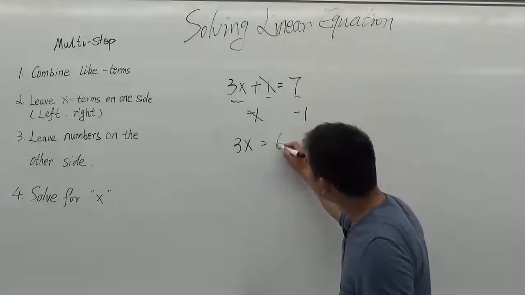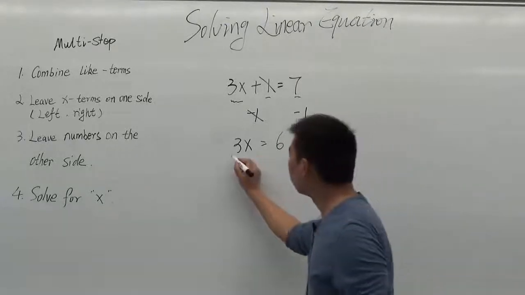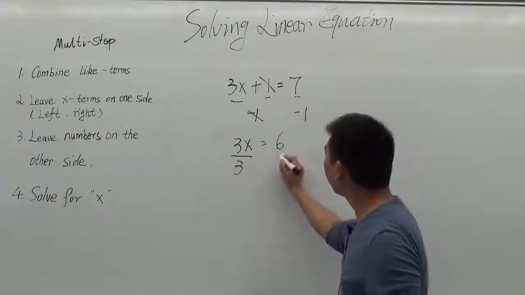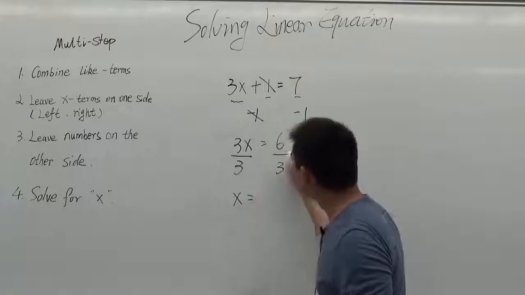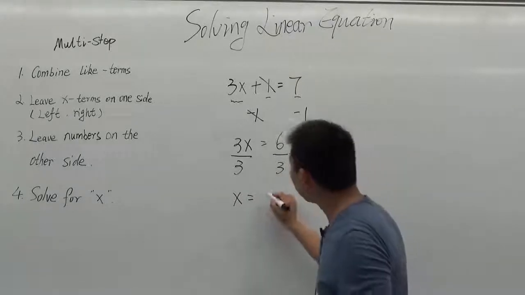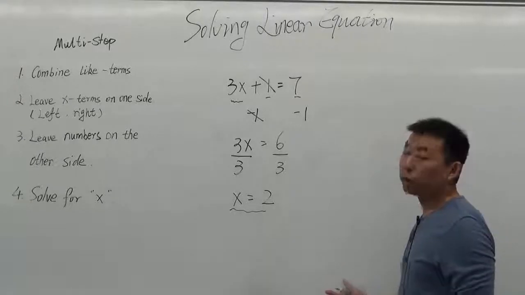That gives 6. Here's multiplication, 3 times x. We just need to do a division, divide by 3 on both sides. Then we have x equals 6 divided by 3, that gives us 2. That's how to solve the two-step equation.